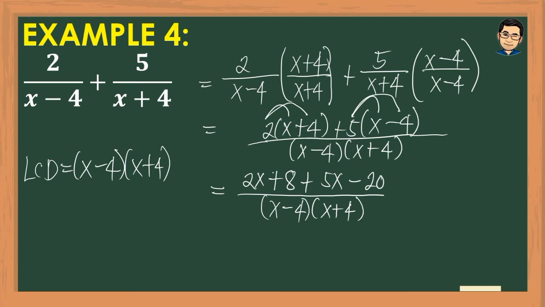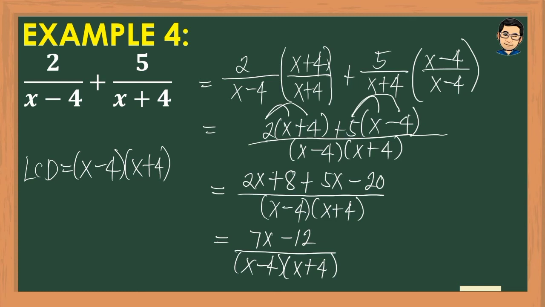Next, we combine like terms. So, 2x plus 5x, that is 7x. And then 8 minus 20, that is negative 12, over x minus 4 times x plus 4. So, hindi na po natin pwedeng i-factor out pa yung 7x minus 12, kasi yung GCF lang po is 1.